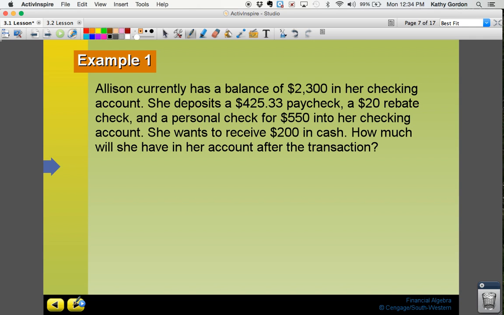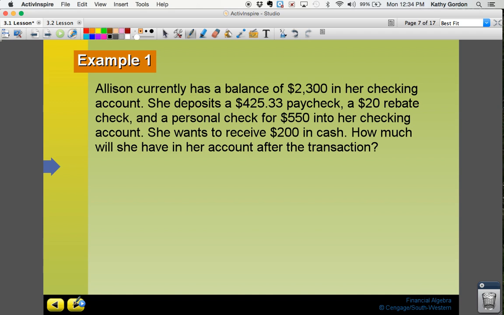All right, so here's an example problem. We have this person, Allison, who currently has a balance of $2,300 in her checking account. She gets 3 checks that she wants to deposit into her account. She's got a paycheck for $425.33. She's got a rebate check of $20. And she's got a personal check from somebody for $550.